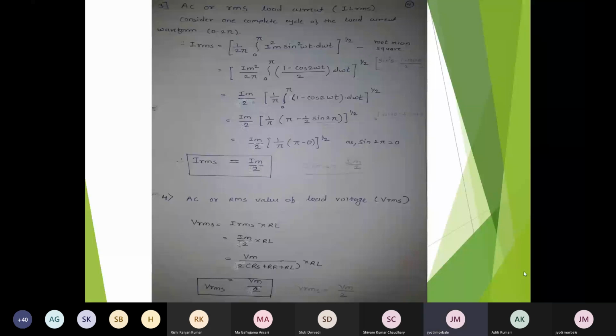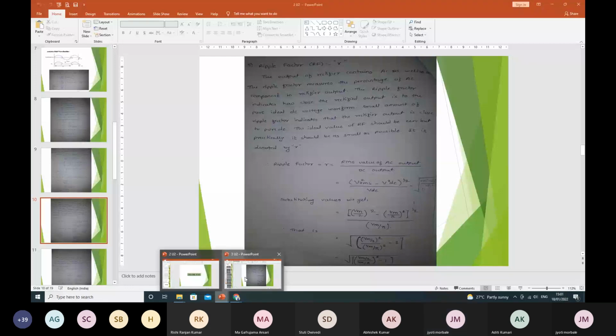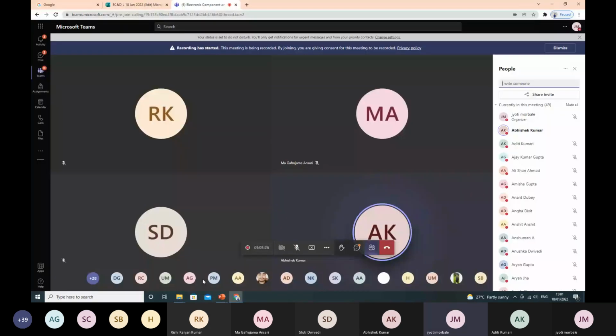The next point is very important, that is the ripple factor. So we'll take the ripple factor in the next class. I hope these points are clear to you.